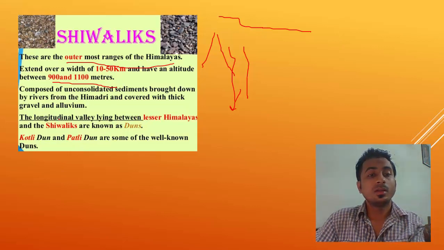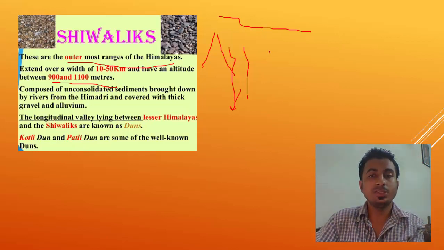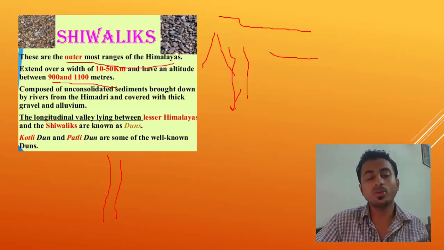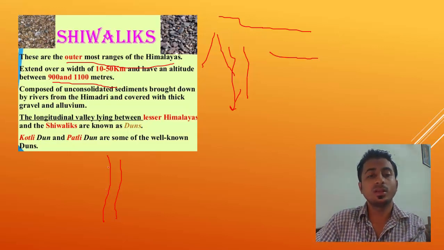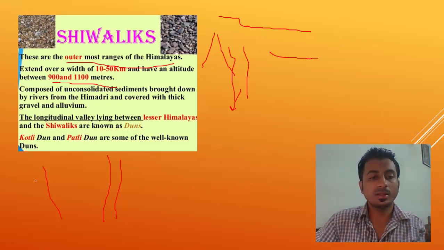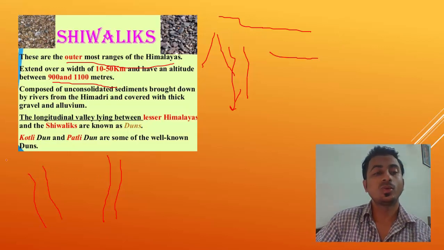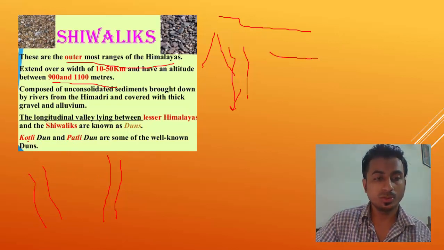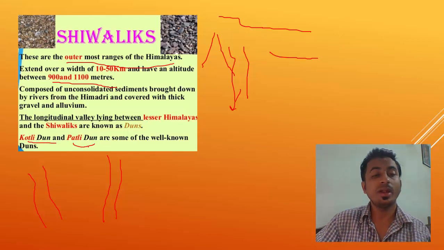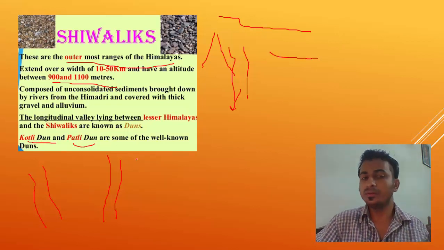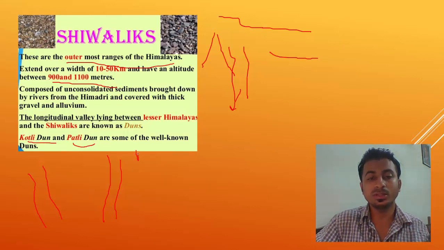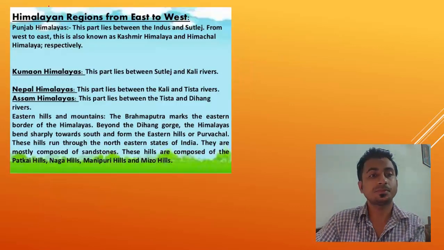Now there are a few longitudinal valleys in Shivaliks. Longitudinal means like this, because I told you what longitude and latitude mean. Longitude means north to south lines. So these longitudinal valleys are known as dunes. They have given two famous dunes, Kotli Dune and Patli Dune. You might not know these two, but you must know one very famous dune, which is Dehradun. Dehradun is in Uttarakhand. Now you remember, na? So Dehradun is like a longitudinal valley. Okay, now let's move on.